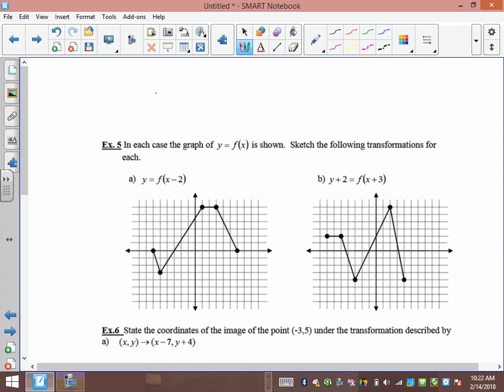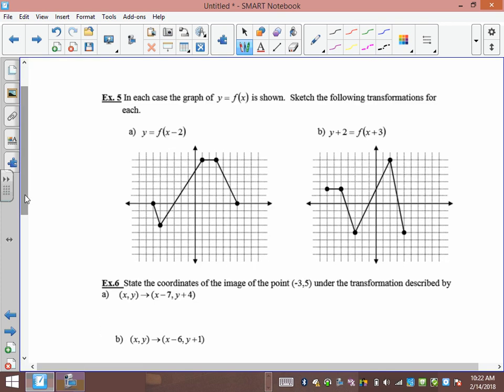Okay. In each case, the graph of y equals f of x is shown. So we're given the original. Okay? Sketch the following transformations for each case. We're taking a graph, we're moving a graph. What do we use? Mapping, because all we're doing is taking points, moving points. Whenever we're moving points, we use mapping.